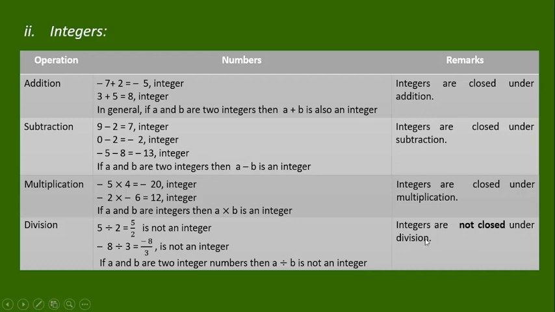So finally for integers, we can say that integers are closed under addition and multiplication, but integers are not closed under division. Yes, one more thing. Integers are also closed under subtraction. But whole numbers are not closed under subtraction.